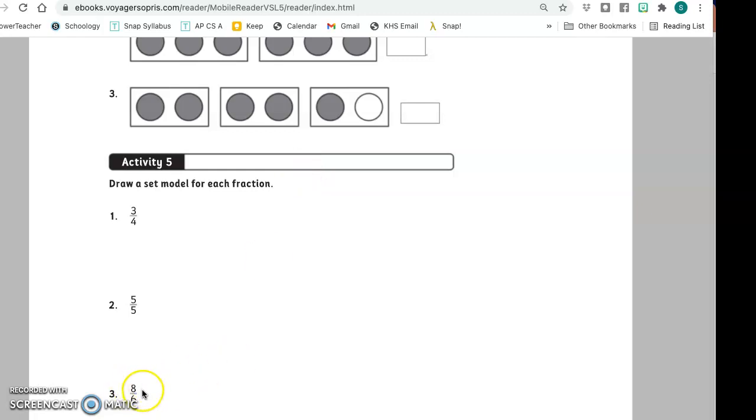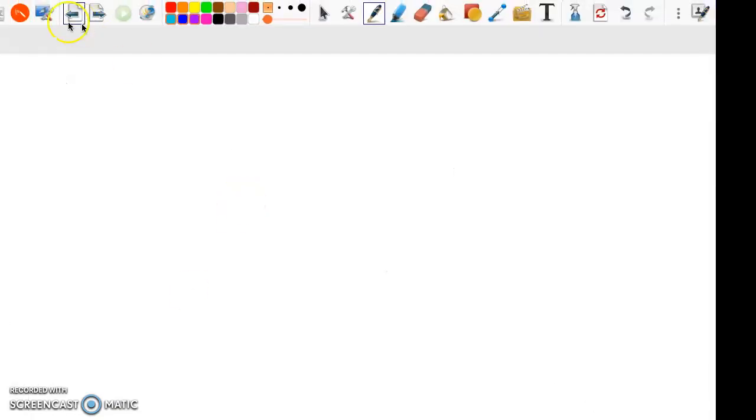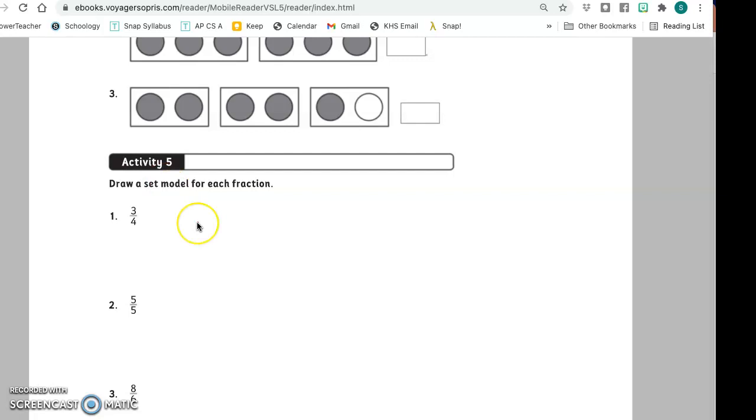All right, so I had to start a new video for the last part here. So last problem here was 8-6, right? So how do I write 8-6 using a set model? Eight six using a set model, so I need how many circles in my box? I need 6 circles.